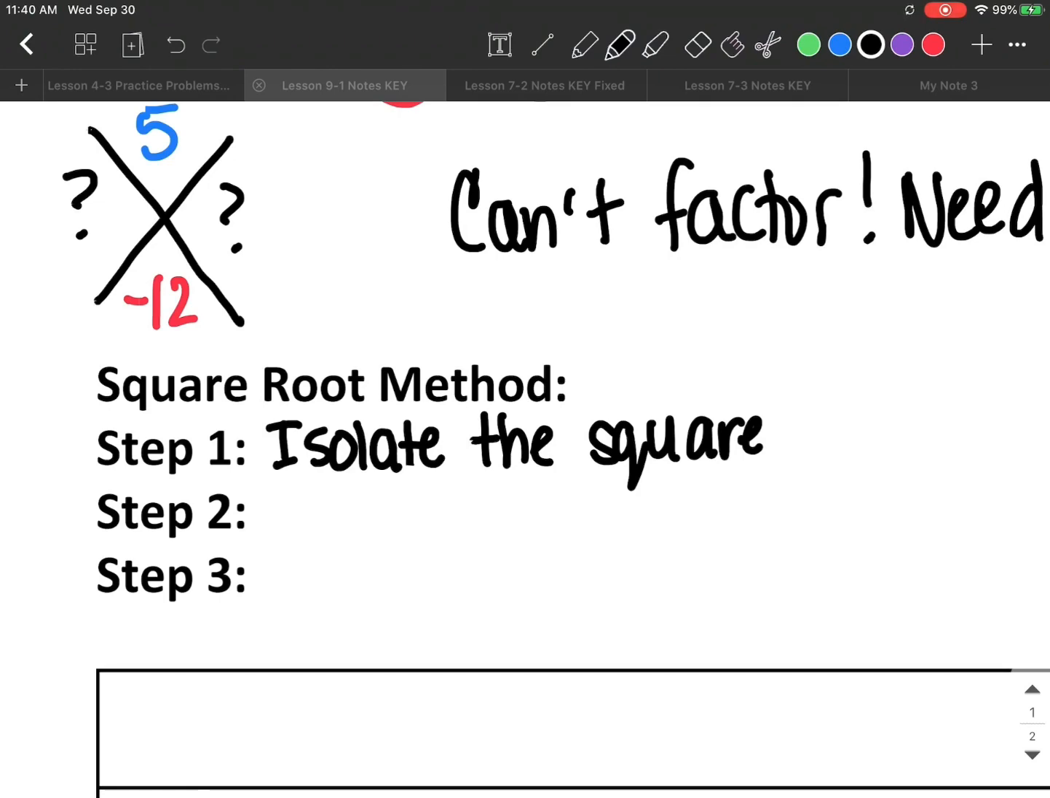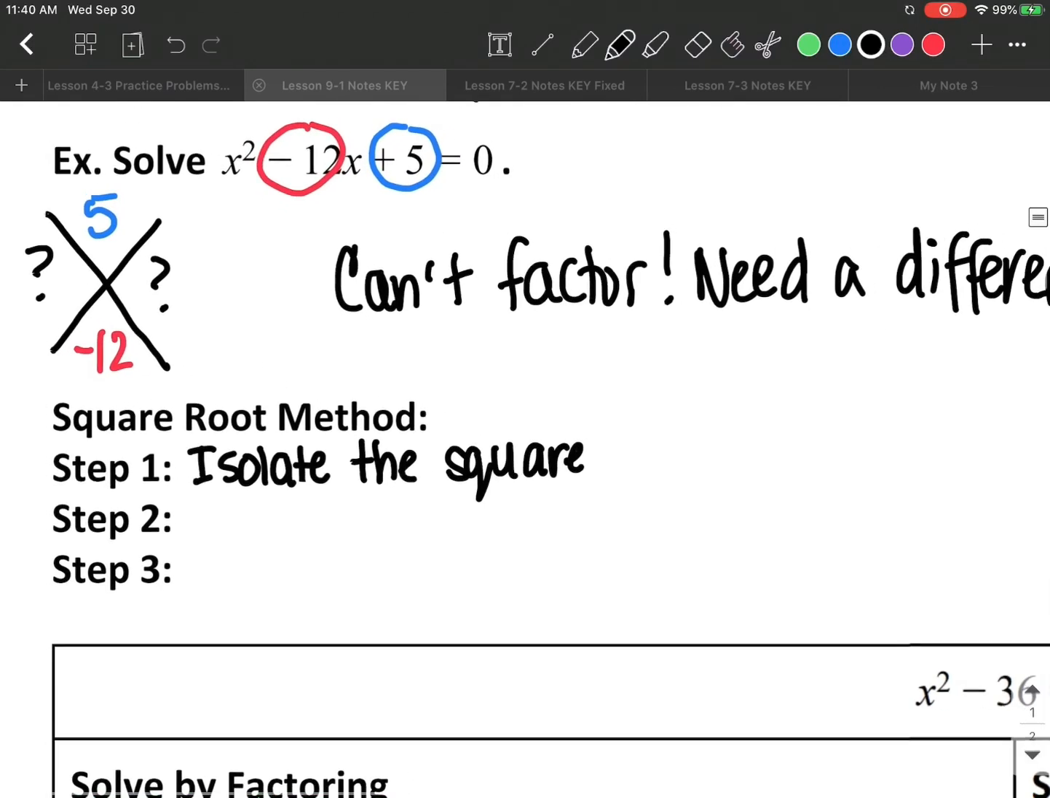Then after I do that, for example, if I had x squared minus 5 is equal to 0, what I would do first is isolate the x squared. So I would add 5 to both sides, and that would give me x squared is equal to 5. So I isolate the square, get the square by itself.